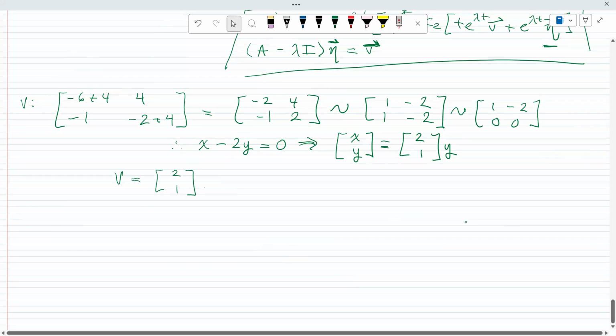And if we want to figure out this eta vector right here, we look at A minus lambda I times this vector is equal to, and of course it closes again, one note. Okay, very cool.